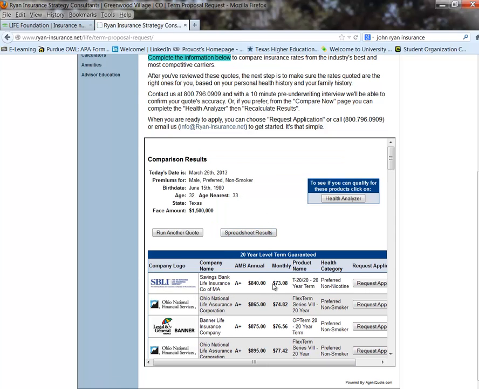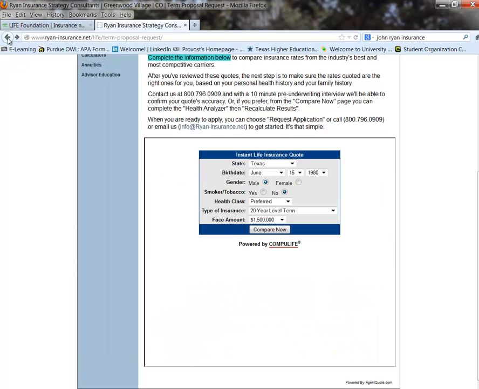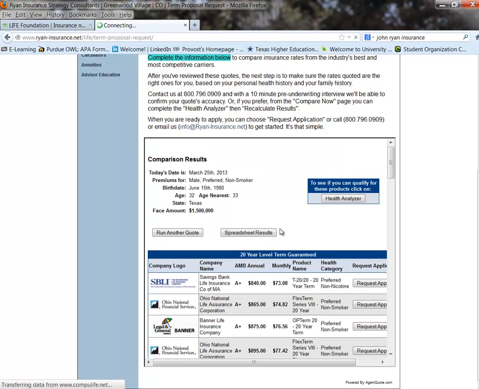You think it would be a whole lot? $73 a month. Okay, $73 a month could get you that amount of insurance. So it's really not a lot of money when we're looking at it. Now, I want to show you one thing. Remember, write this number down: $73 a month, or $840 a year for a non-smoker.